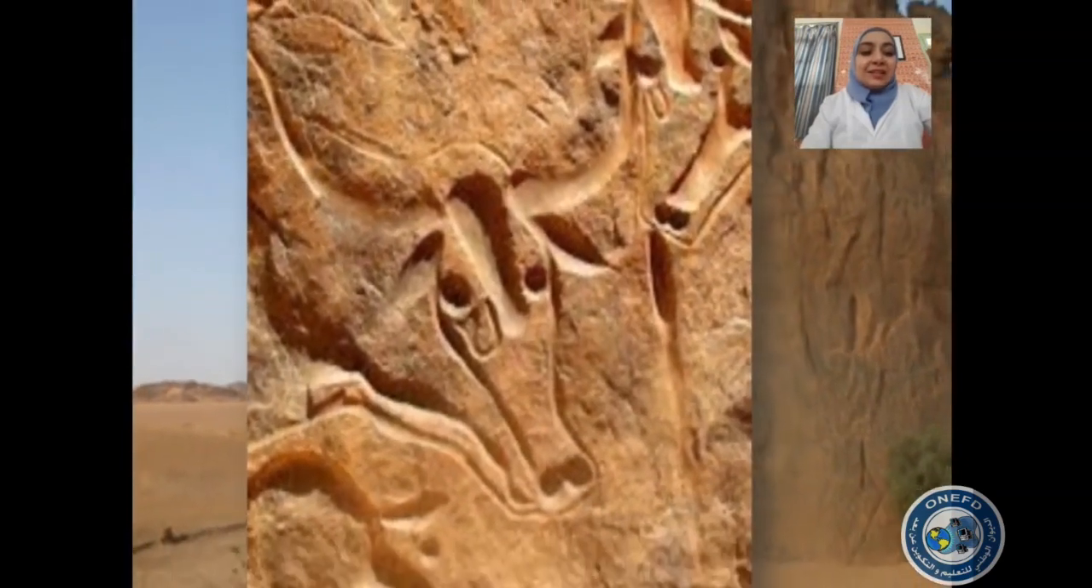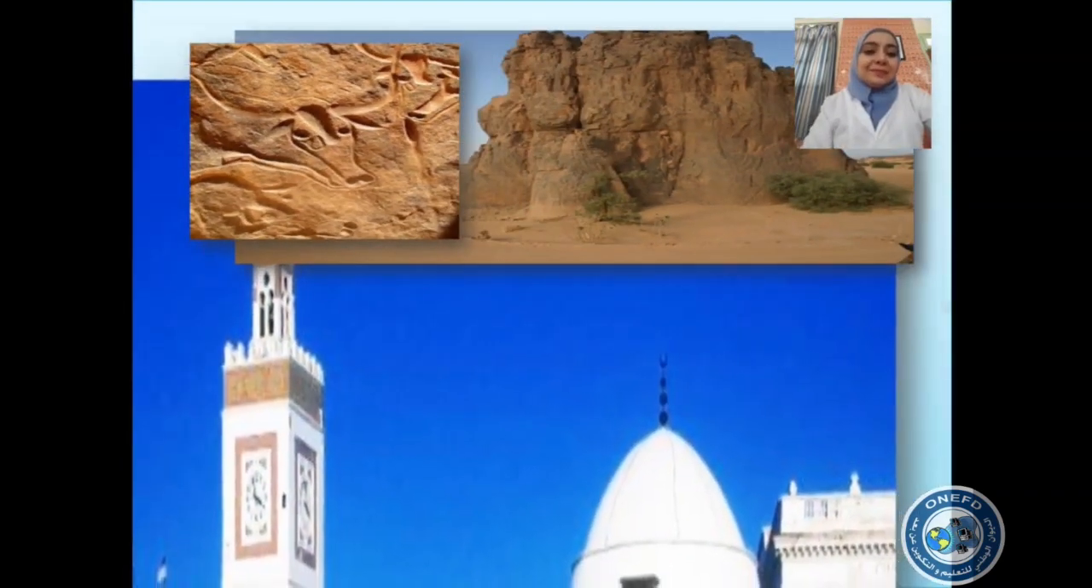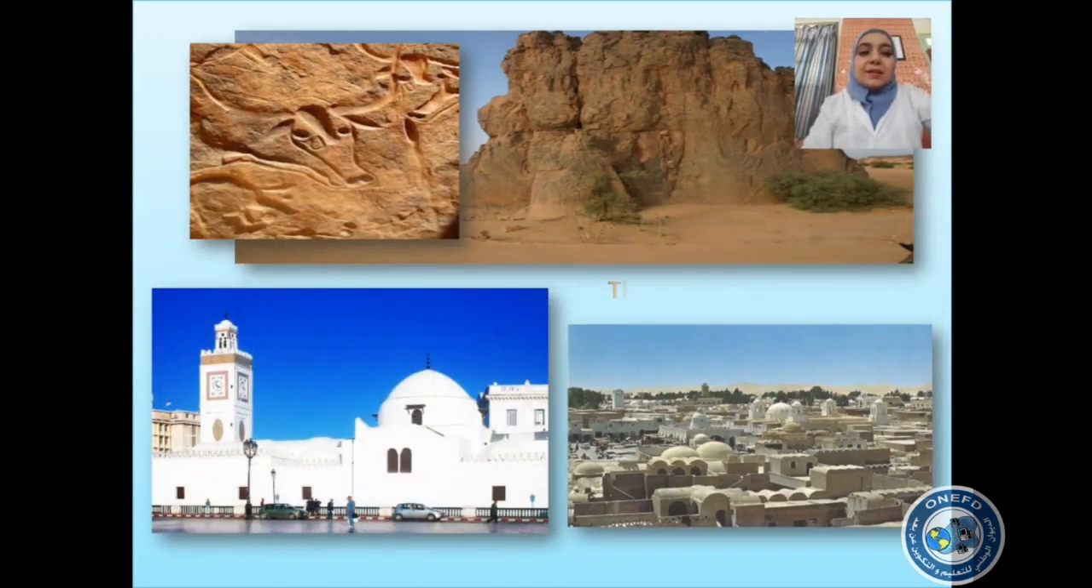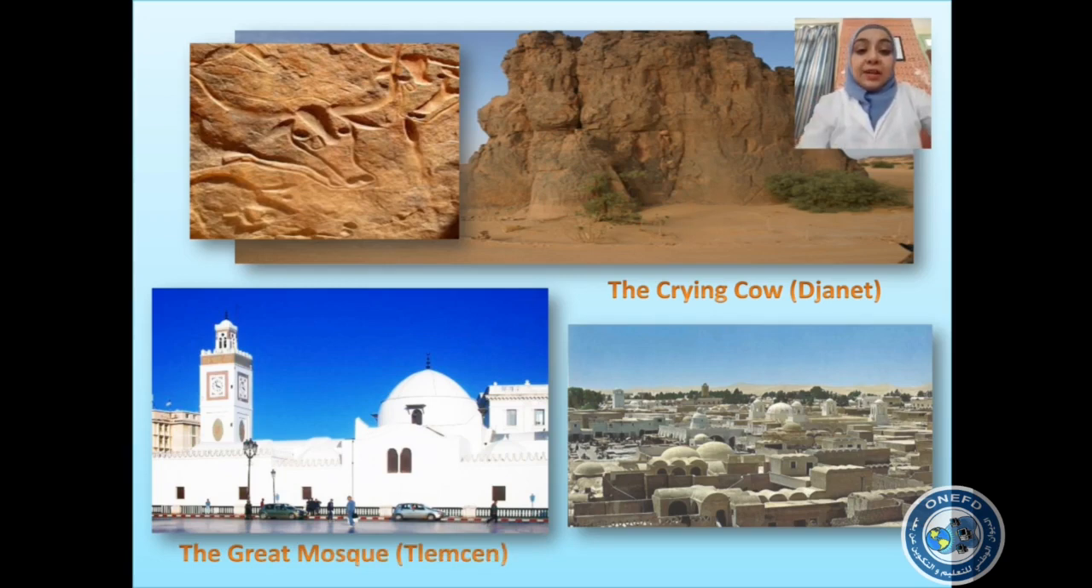Okay, the last set of pictures, I love this one. Number two and number three. What is number one? Number one is the crying cow in Djanet. Look here, you have a cow. It has a tear here. It looks like it is crying. This cow is engraved here. It is a fresco in Djanet, in this place. The Great Mosque of Tlemcen and the dome houses in Wed Souf. Wed Souf is called the city of the 1000 domes.